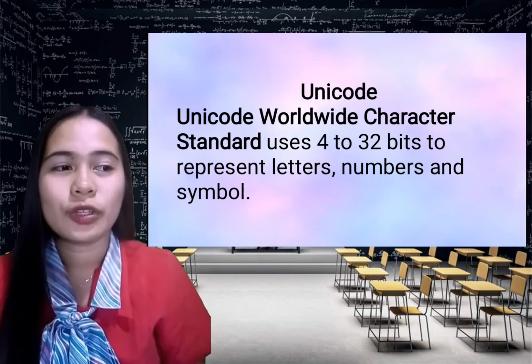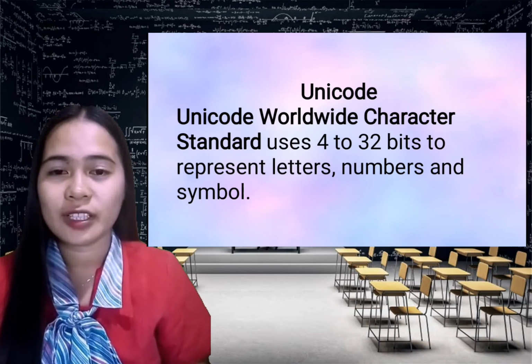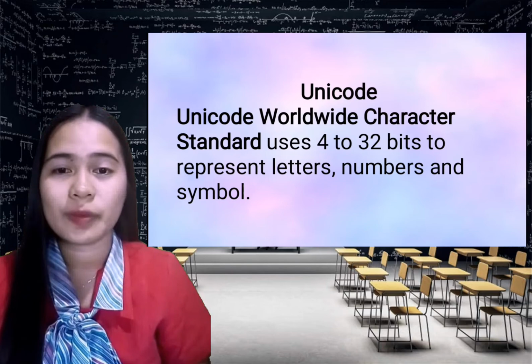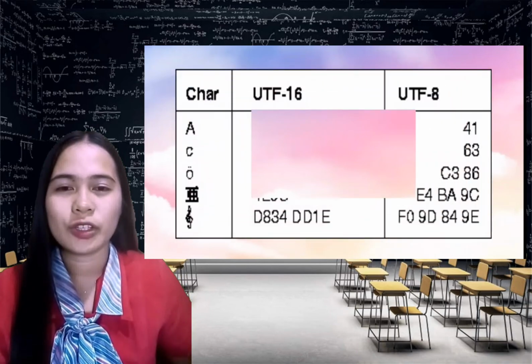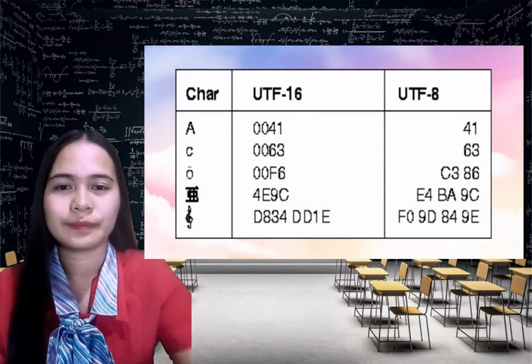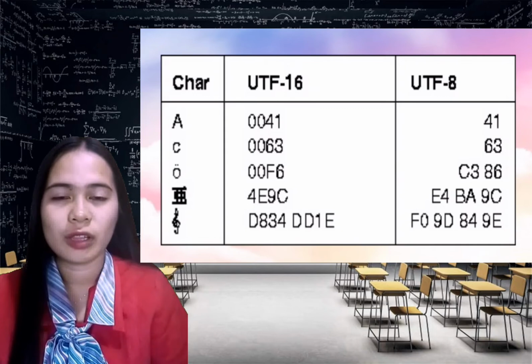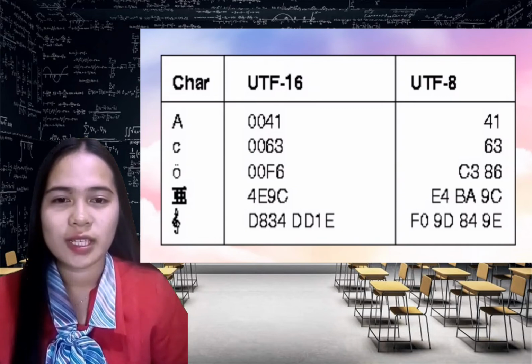We will now move on to the last popular text code system, which is the Unicode. Unicode Worldwide Character Standard uses 4 to 32 bits to represent letters, numbers, and symbols. So this is the tabular column of the Unicode text code system. We can see here in the tabular column the characters, the UTF or the Unicode Transformation 16 and UTF-8.